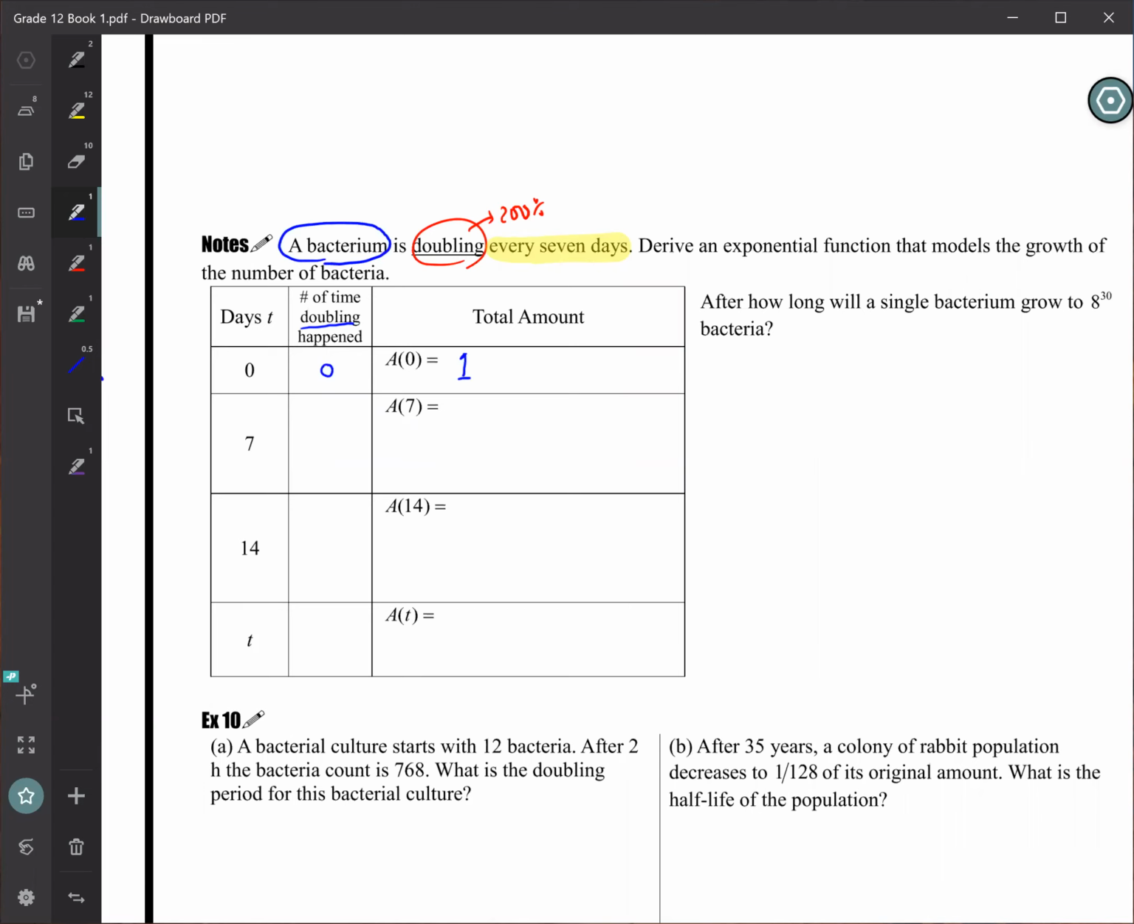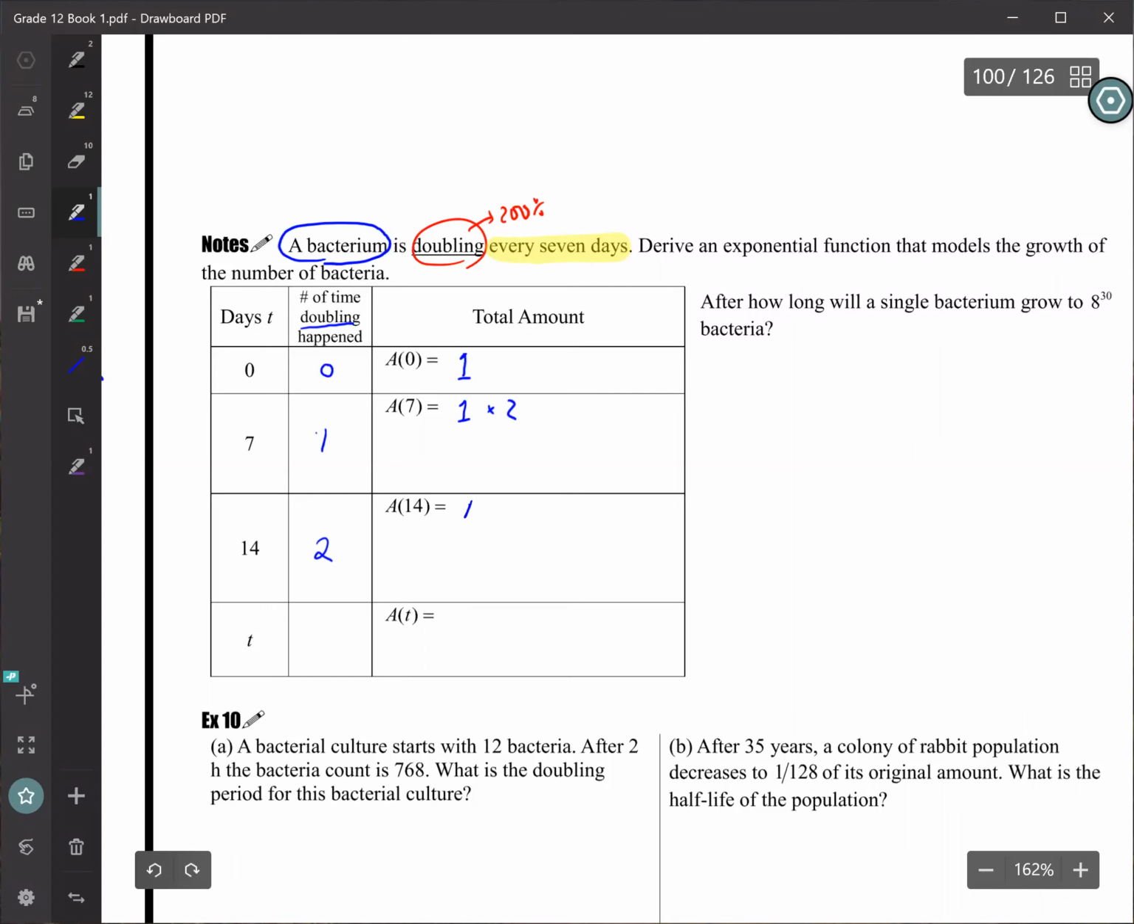And then because it doubles every 7 days, we have to go by multiples of 7 here. So 7 days later, it will double once, because it takes 7 days to double. After 7 days, you take what you had before, 1, and you double it. So 1 bacterium becomes 2 bacteria. Now another 7 days, another week has passed. It doubled again, and you continue from what you had before.